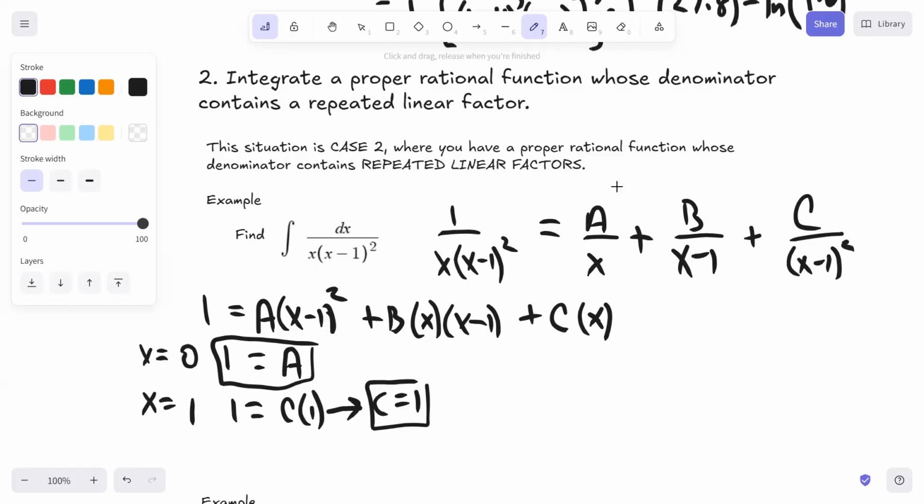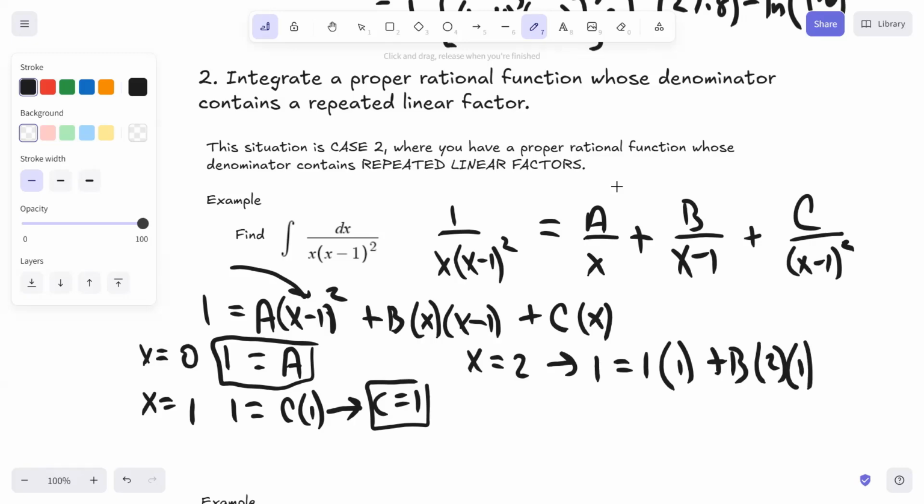a and c and pick another x value. So let's pick x equals 2. That would mean that 1 equals a, which is 1, times plugging in 2 to the (x minus 1) squared would just give you 1, plus b, which we don't know yet, times the x value we're using, which is 2 times (2 minus 1). It's 1, plus c, which we know is 1, times the x value we're using, which is 2. So you have 1 equals 1 plus 2b plus 2.